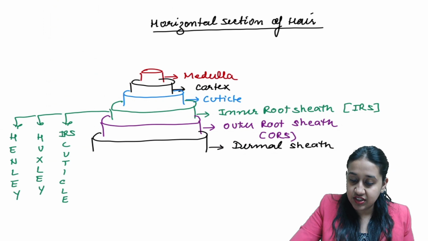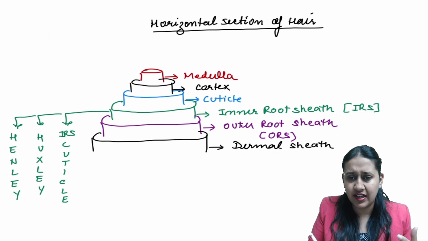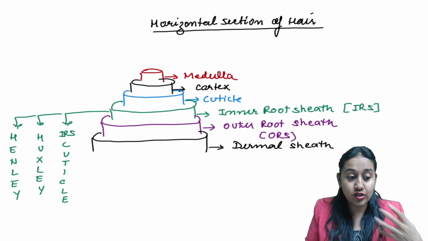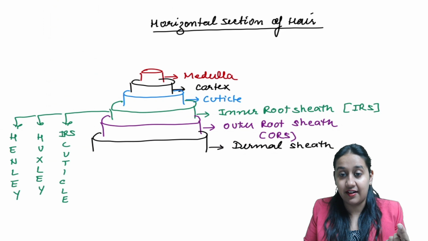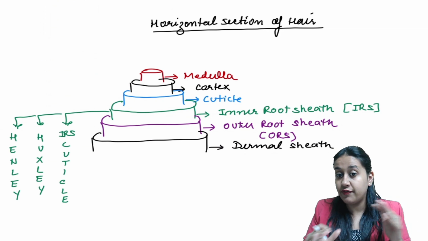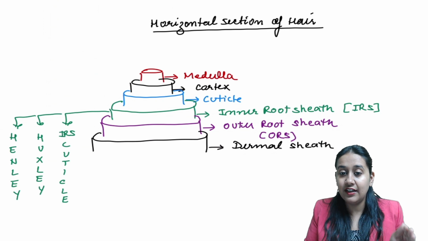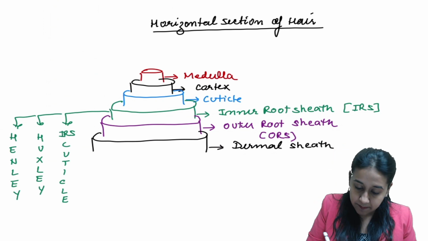We do get one question which is very popular, and that is the medullary index. Very important when you will be reading forensic medicine. So sometimes at the crime scene, you get a hair, and it is our duty to find out whether it is a human hair or it is an animal hair. So for that, we will look for the medullary index.